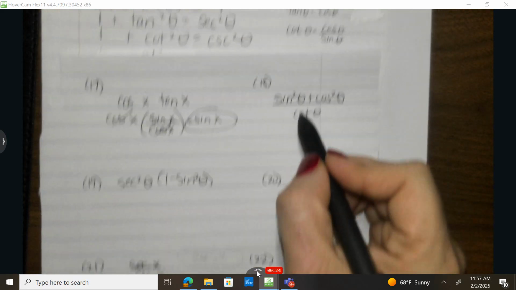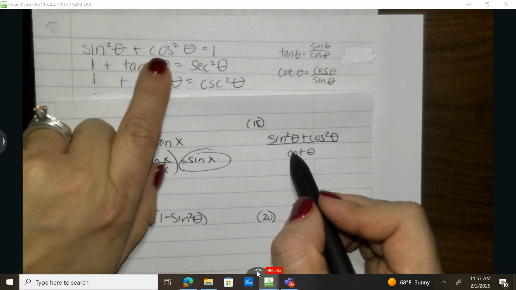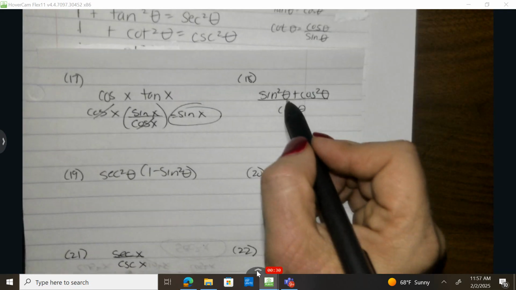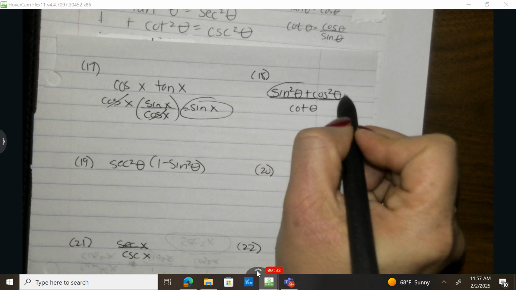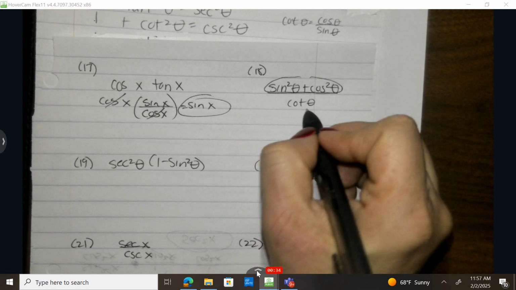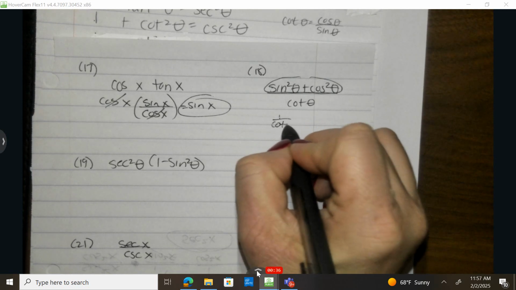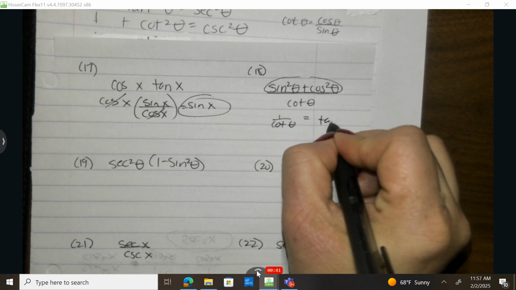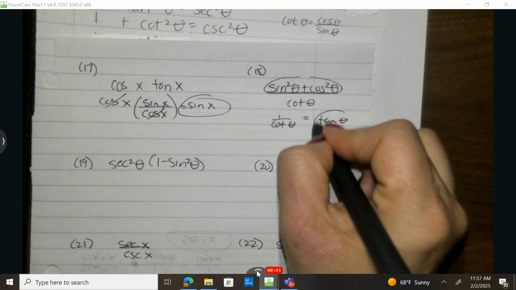Now, the most well-known trig identity is sine squared theta plus cosine squared theta equals 1. So I can replace sine squared theta plus cosine squared theta with 1. 1 over the cotangent is equal to the tangent of theta.